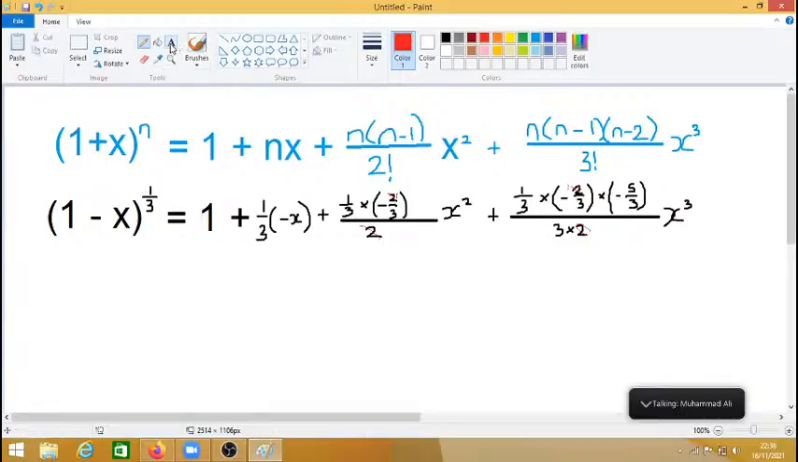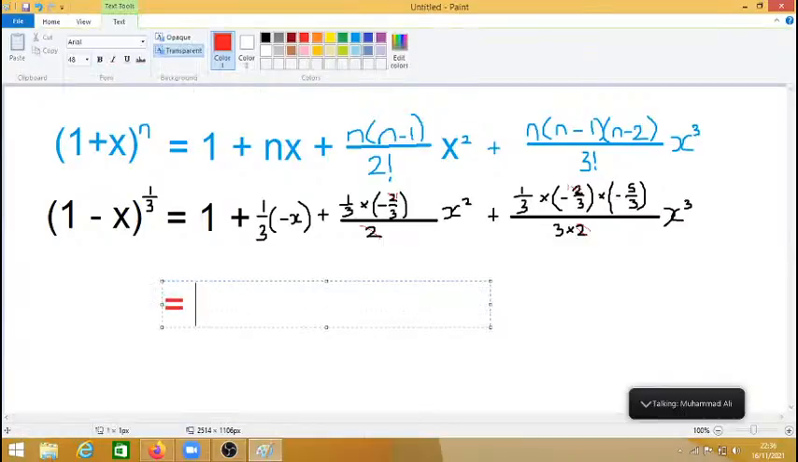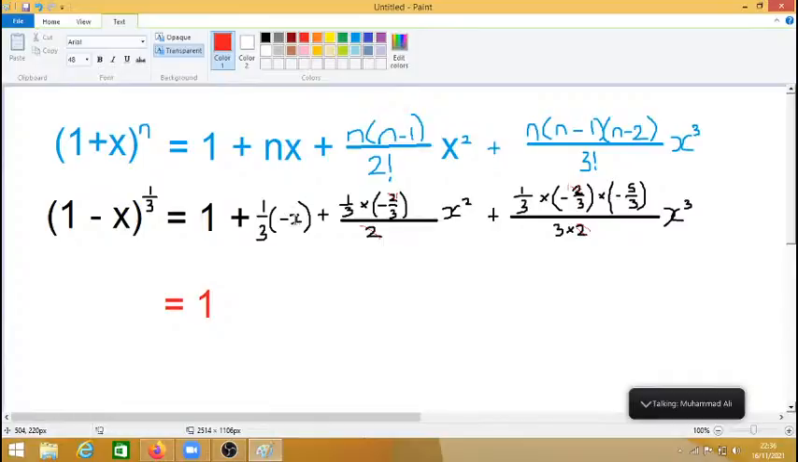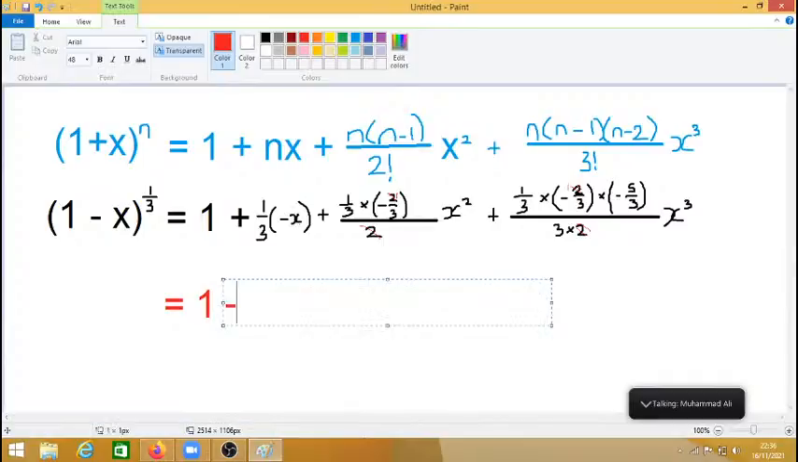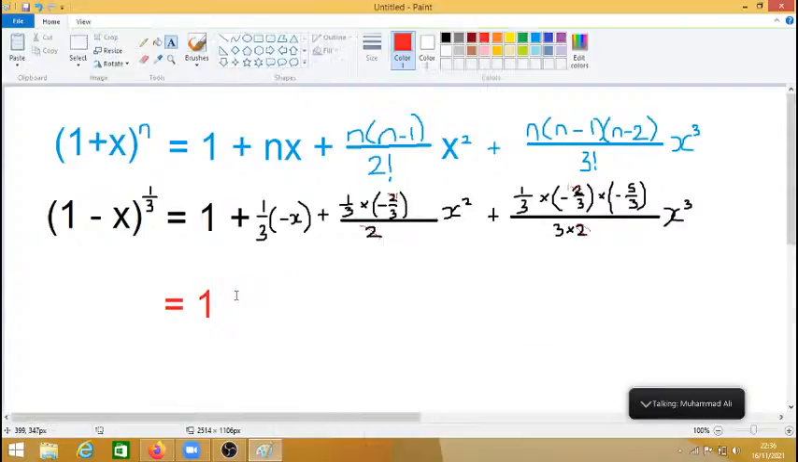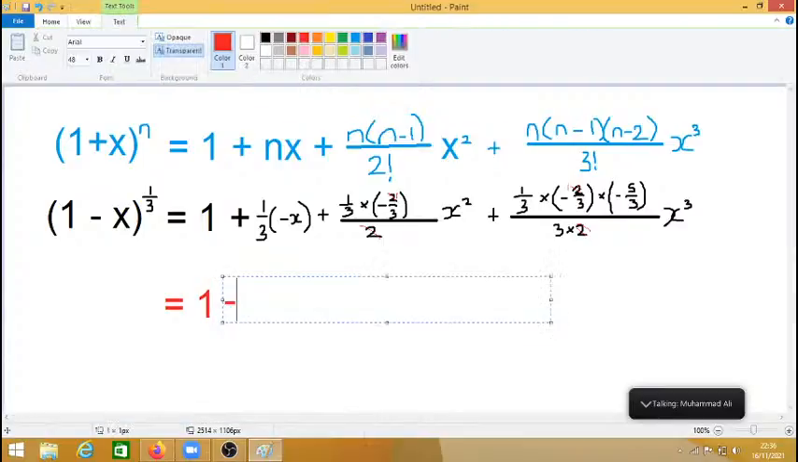Okay, so now it's time to clean up and just make it look as simple as possible. So I've got plus 1/3 times minus x. That's going to be minus 1/3 x, or you can write that. Simplest way to write that is minus x over 3.